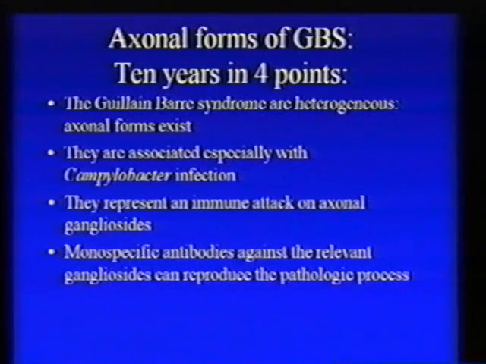So we've been studying the AMAN syndrome for about 10 years, and out of that really comes 4 points. First of all, the Guillain-Barre syndromes are heterogeneous. These axonal forms exist, a controversial point initially. They are associated with a previous infection with one particular organism, and that is the bacteria Campylobacter jejuni. Campylobacter is a gut infection. It's the most frequent bacterial cause of diarrheal disease worldwide. It also can infect people without producing any symptomatic diarrhea. And it seems clear now that the axonal forms represent an immune attack on axonal gangliosides, and that antibodies made against the relevant gangliosides can reproduce the pathologic process of the axonal disorders.